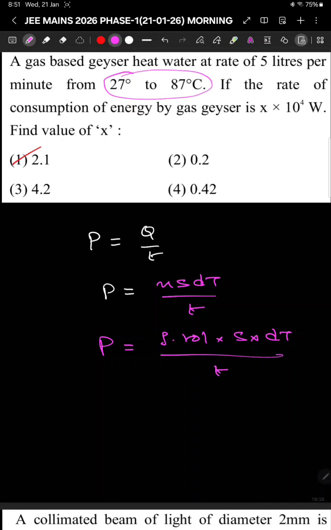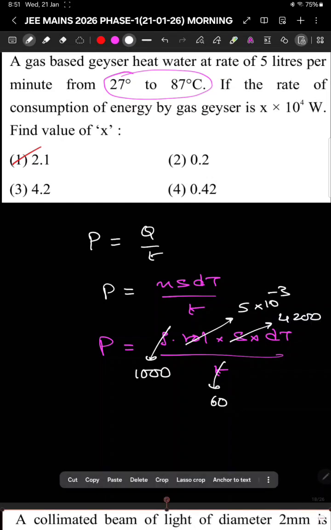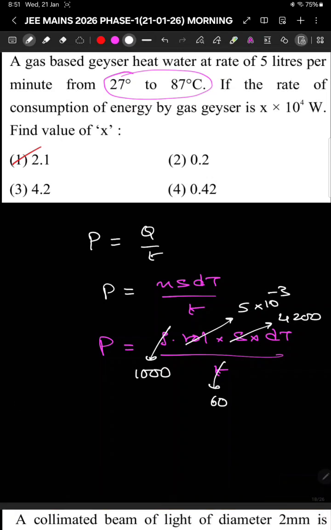Here the density of water we know, 1000 kg per meter cube. Volume is 5 liters, converted to meter cube, 5 into 10 power minus 3 meter cube. Time is given as 1 minute, 60 seconds. Specific heat in SI units is 4200 joule per kg Kelvin. So dT, the change of temperature, is 87 minus 27, this is 60. Solve this and we can find the rate of consumption of energy, the power value.